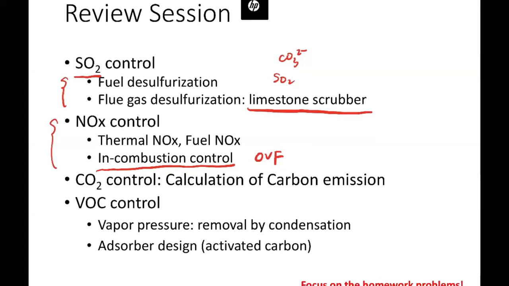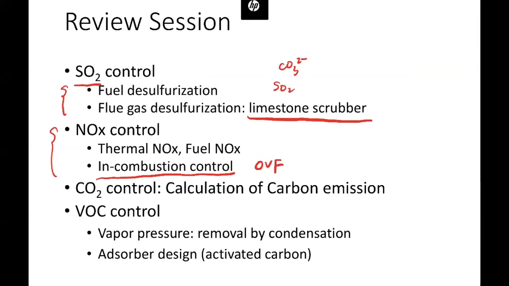And then regarding the carbon dioxide control, we mainly talked about the calculation of the carbon emission. We mentioned that generally people will use the unit of gigatons, right, to evaluate how much carbon dioxide we emitted. And regarding the VOC control, we mainly talked about the removal by condensation, and this is using the definition of the vapor pressure, right? So basically, we can reduce the temperature of the flue gas to condense the VOC and then further collect it.